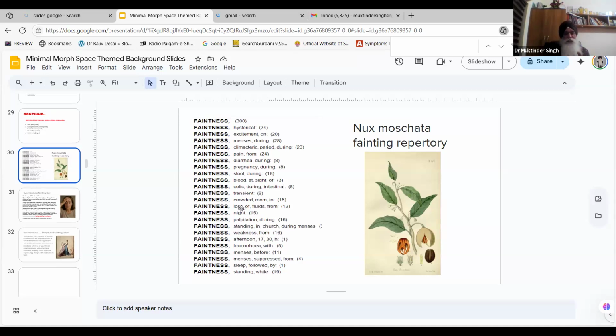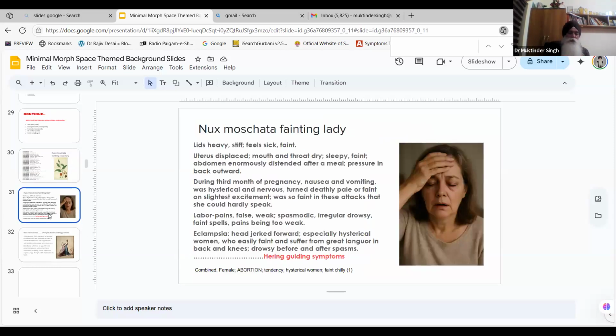Then colic during intestinal, fainting, fainting transient, fainting in crowded room, fainting from loss of fluids, fainting at night, fainting during palpitation, fainting standing in church during menses. So if there are menses and someone is standing in church, then they faint. Weakness from afternoon, menses before, menses suppressed, sleep. So where after fainting there is sleepiness, fainting and sleep. I'm taking just from these. So Nux moscata is a great hormonal remedy.